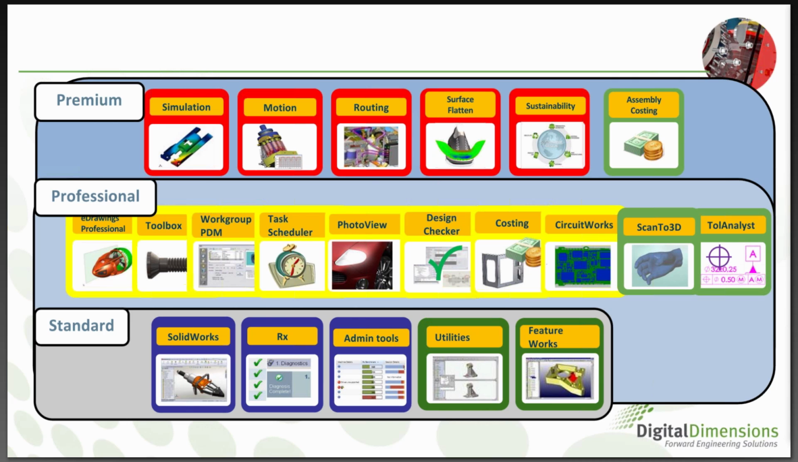And in the premium package, what we're seeing is we've actually seen an introduction of assembly costing, or this roll-up costing. So new to SOLIDWORKS 2016, in our premium levels, we now have assembly costing. Professional now includes Scan to 3D and Tolerance Analyst, and our standard package actually includes utilities and FeatureWorks. There are additional changes that are coming later this year.